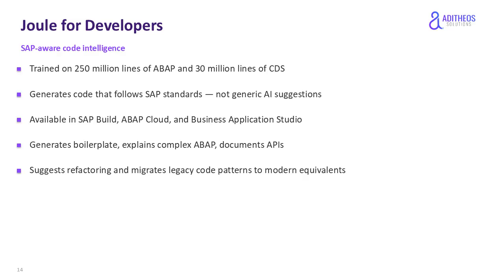It generates code that follows SAP standards, uses correct SAP APIs, and aligns with the conventions expected in ABAP, UI5, and CAP development. Developers can use Joule within SAP Build, ABAP Cloud, and SAP Business Application Studio to generate boilerplate code, explain complex ABAP logic, document APIs, suggest refactoring approaches, and migrate legacy code patterns to modern equivalents. Development cycles compress significantly without sacrificing the SAP-specific quality that makes applications maintainable and upgrade compatible.